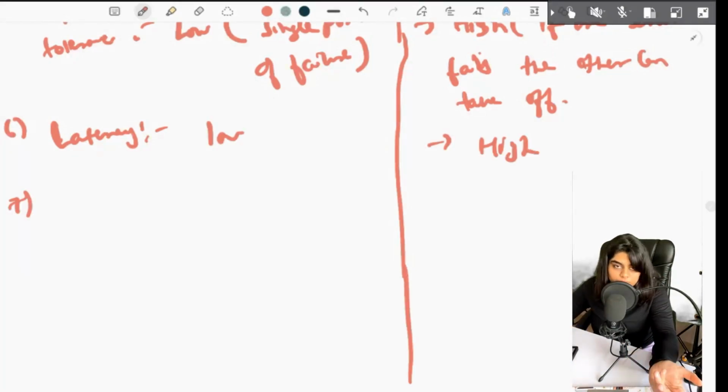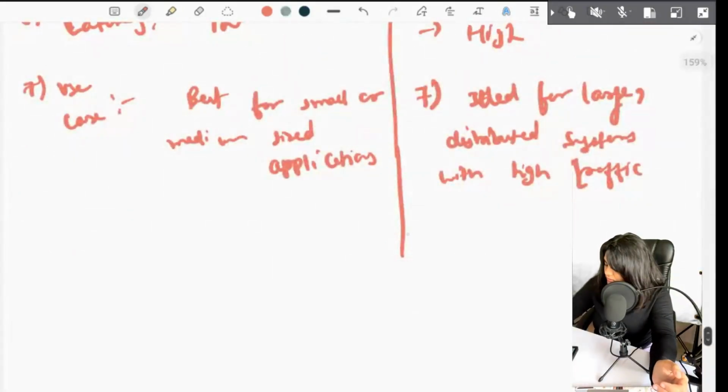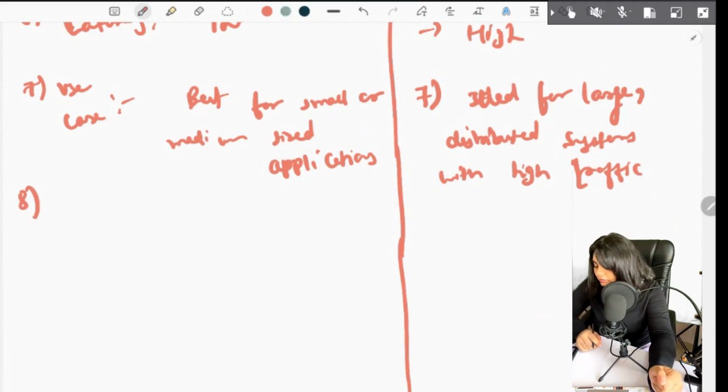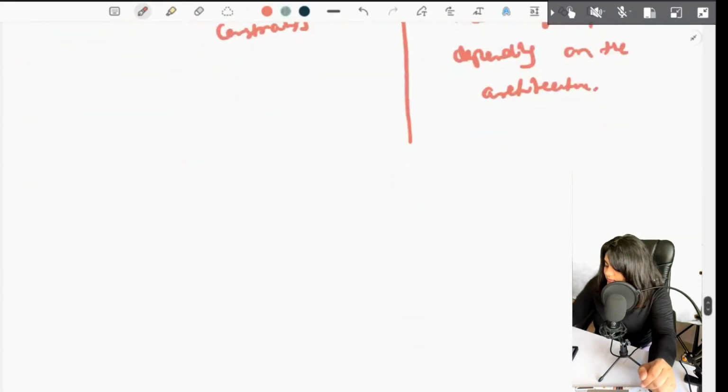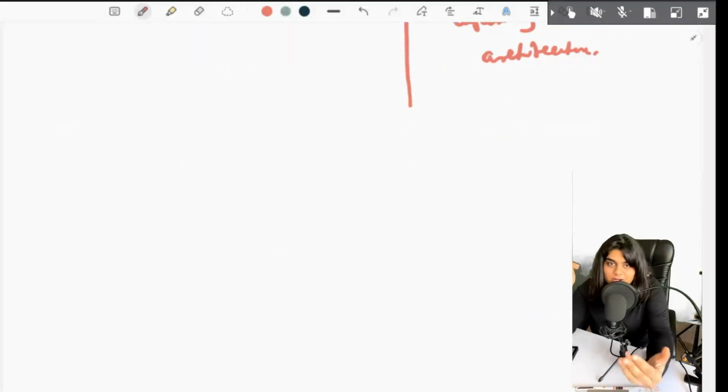Seventh is use case. Vertical is best for small and medium sized applications, and the other one is ideal for large or distributed systems with higher traffic. I have also mentioned this in the notes, and let's talk about the last point. It is the eighth point, and the eighth point is scalability. It is limited by hardware constraints, while the other one can scale infinitely depending on the architecture. I have mentioned this in the notes as well. And let's talk about the common challenges faced in scalability. Some of them are data consistency, latency, and load balancing.